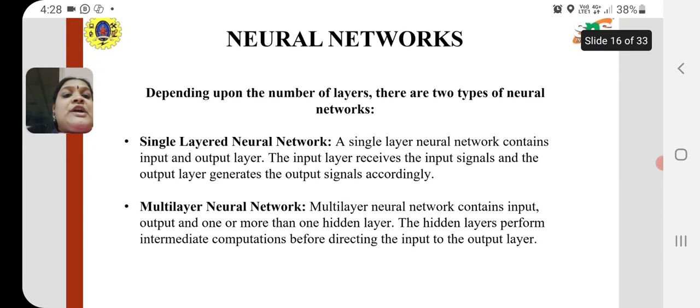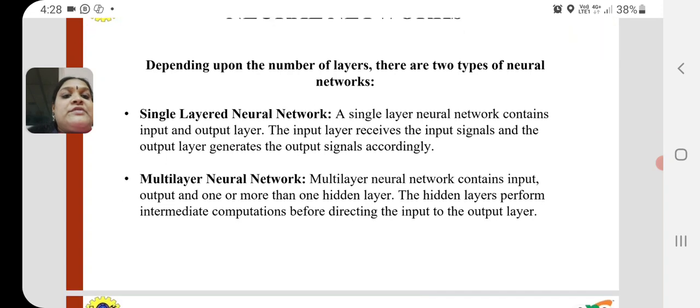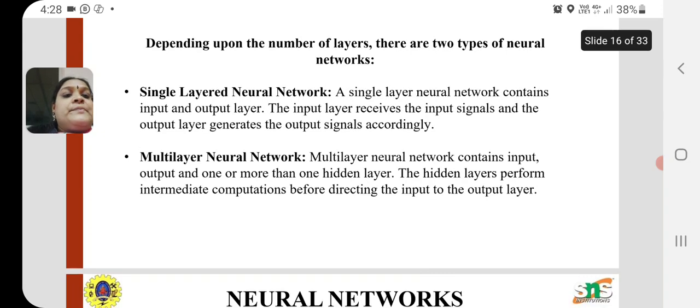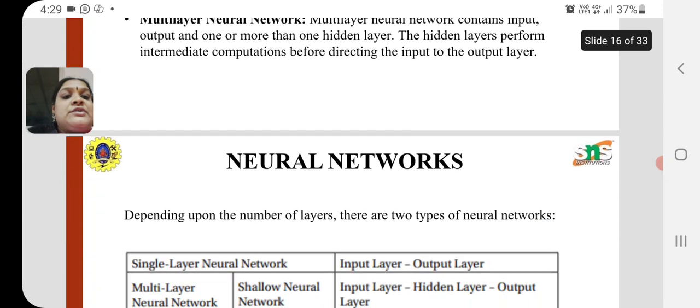The next is, depending upon the number of layers, there are two types of neural networks: a single layered neural network and a multi-layered neural network. Single layer means it contains only input and output layer. There won't be hidden layers. The input layer will receive the input signal and the output layer generates the output signals accordingly. And multi-layer neural network contains input, output and one or more hidden layers. So that's the vast difference: single layer doesn't contain hidden layers, whereas multiple layer might contain one or more hidden layers.